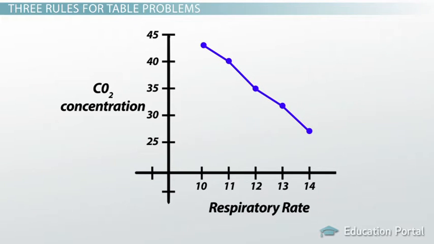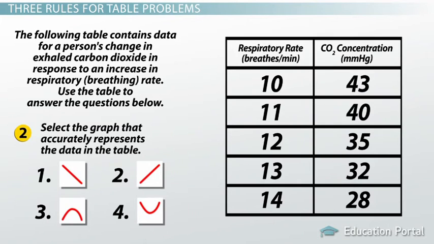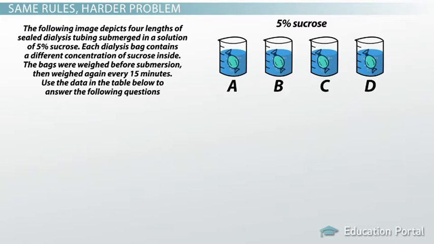You can do a rough sketch of this graph on your scratch paper if you're having trouble during a test. Now, we didn't get a perfectly straight line, so it doesn't match perfectly with any of our choices. But it's pretty obvious which one most accurately represents our data, so that's our answer. Now let's try a more challenging table problem.